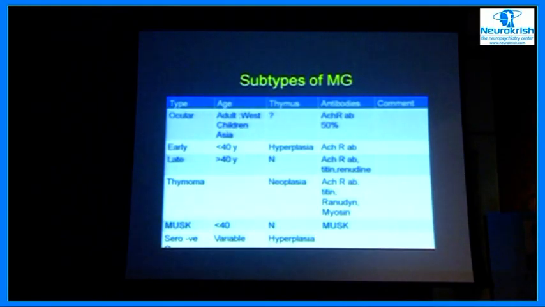Then there may be early or late myasthenia. Early is below 40 years and associated with hyperplasia of the thymus, and late is after 40 years, and they have mainly acetylcholine receptor antibodies, and some other antibodies are known. Thymoma can also result in myasthenia, and a number of other antibodies are associated, which are mentioned here. Now we are recognizing MuSK-positive myasthenia gravis, and that is a specific group which I will probably mention. And then there is the seronegative group of myasthenia gravis.